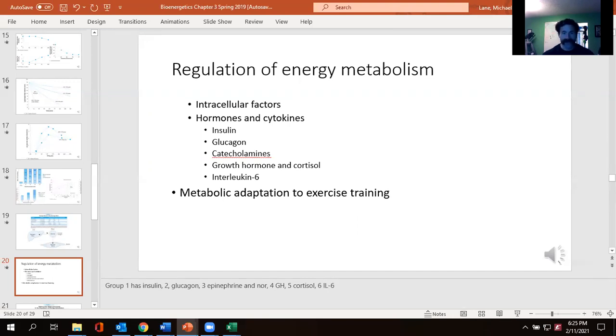Lowercase L's and I's look the same. Interleukin 6. And you guys are going to go ahead and talk us through how these hormones are going to work. We can just put that up in the chat, and how that's going to cause us to use certain macronutrients more than other macronutrients, and how that's going to influence our preference for what fuels we're using. Does that make sense to you guys?